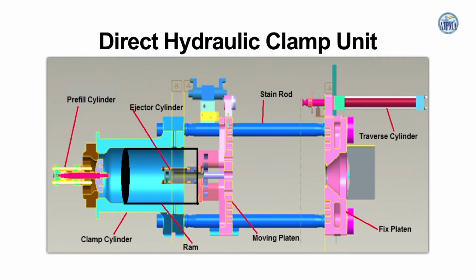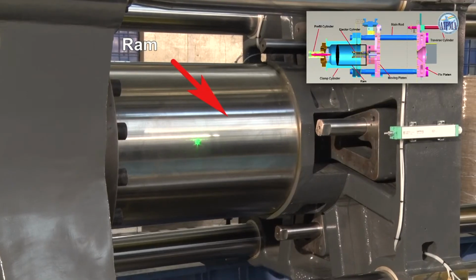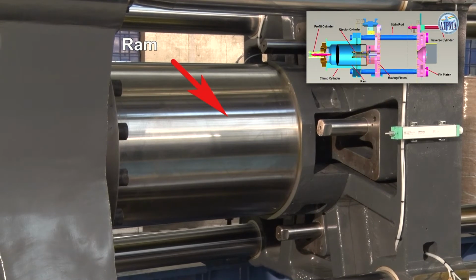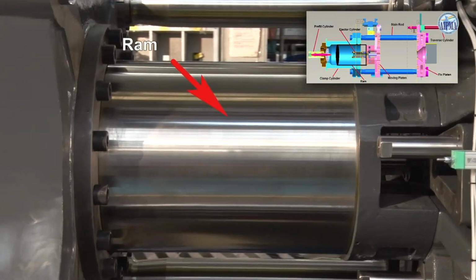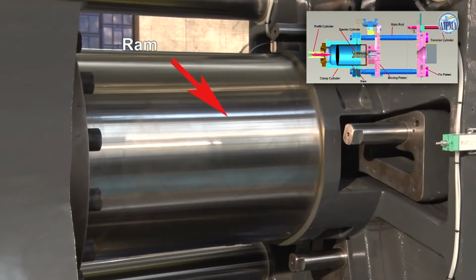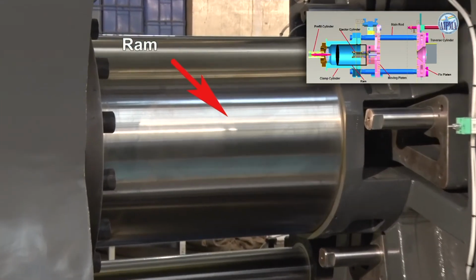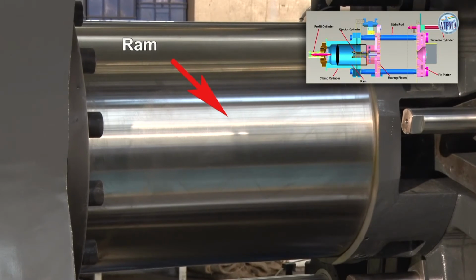Now we are reviewing concept of direct hydraulic clamp. Major components of direct hydraulic clamp unit. Ram. This is a part of the main clamping cylinder which creates clamping force. The oil column behind the ram is pressurized to create the desired clamping force.